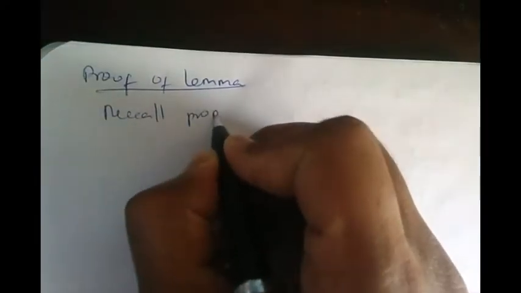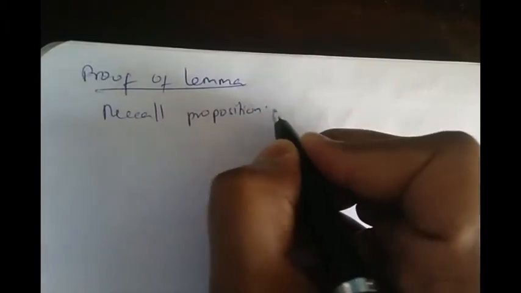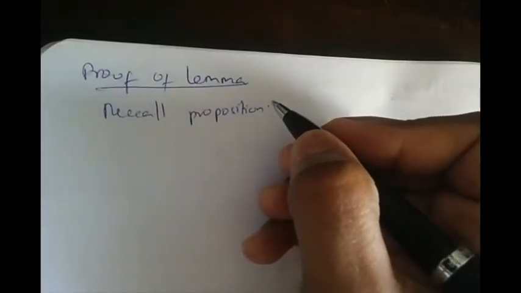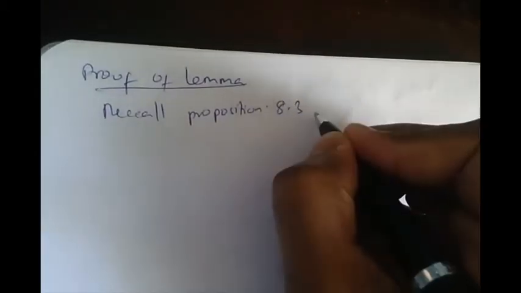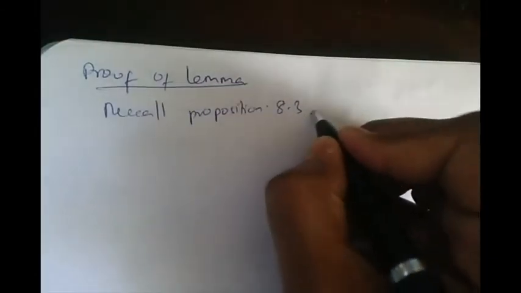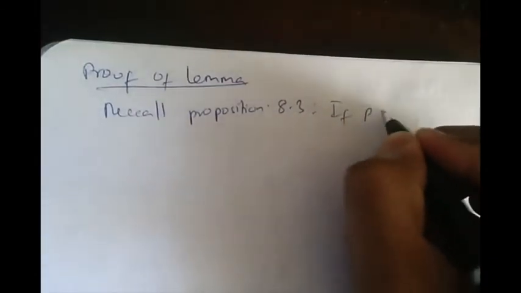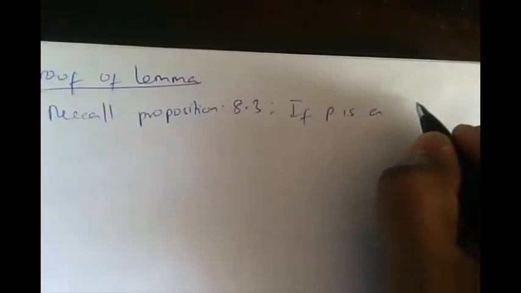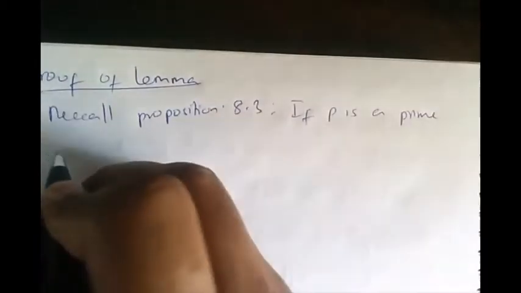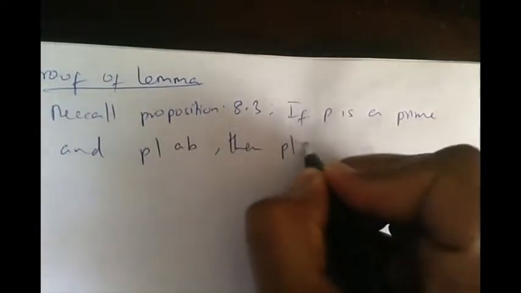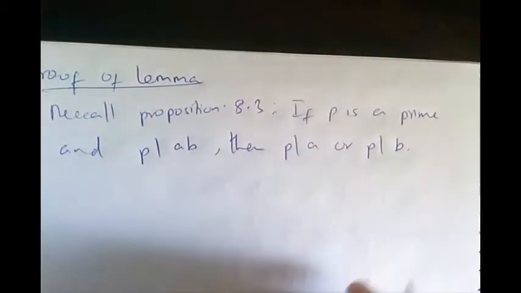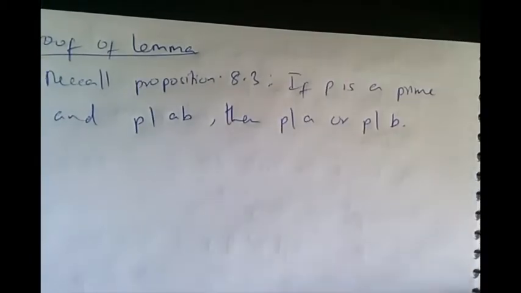So recall that there was this proposition, I think it was proposition 8.3. It says that if p is a prime, and p divides a times b, then p divides a or p divides b. We're going to use this proposition here.